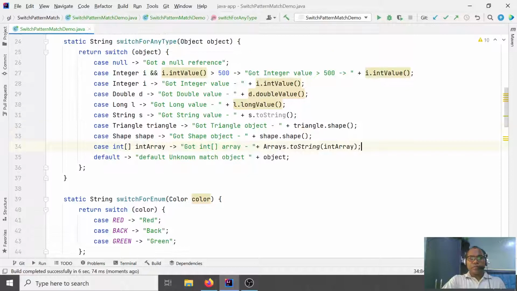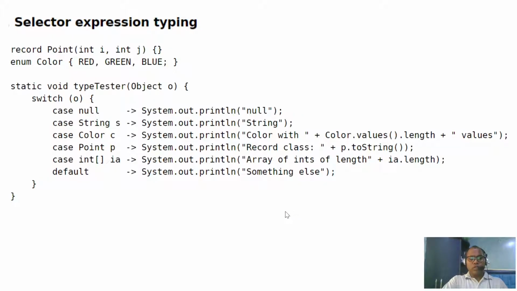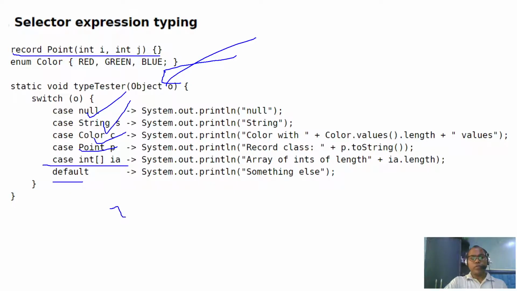Okay, so in your switch here, you can pass null, you can pass a string object, you can pass a color, that means an enum, or any record classes, whatever. Even an array you can pass, and the default value. In the case of any types, you have to ensure you are passing a default.